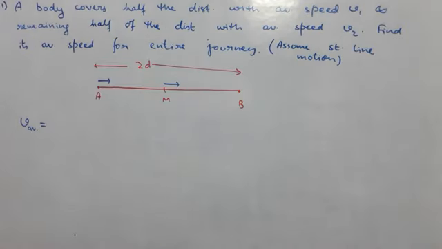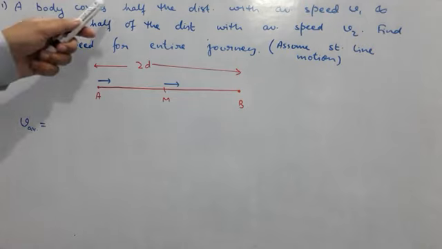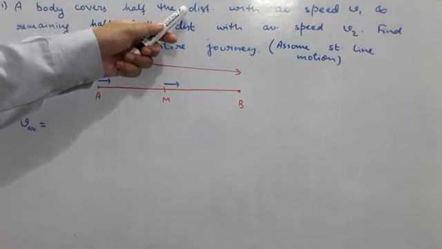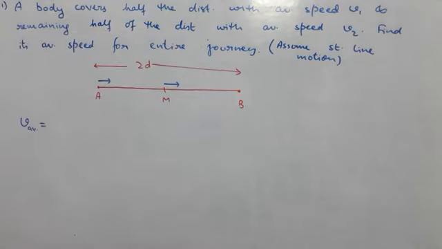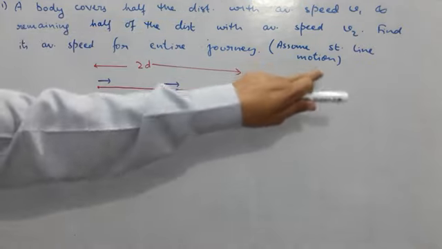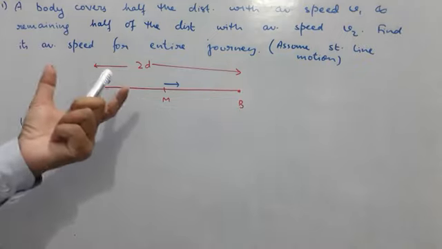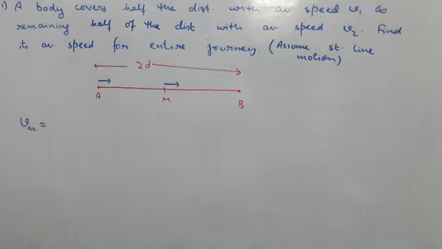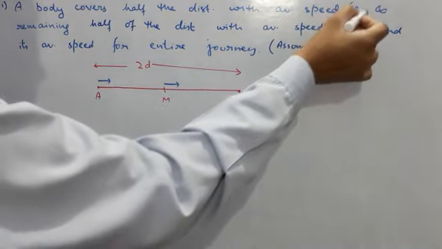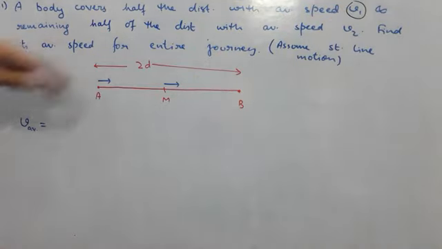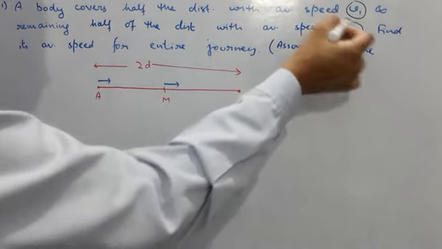Okay, here is the first question students. Similar question I had also discussed earlier. A body covers half the distance with average speed v1. You have to assume straight line motion. So in its path, half of the path it covers with average speed v1, and the remaining half of the distance it covers with average speed v2.